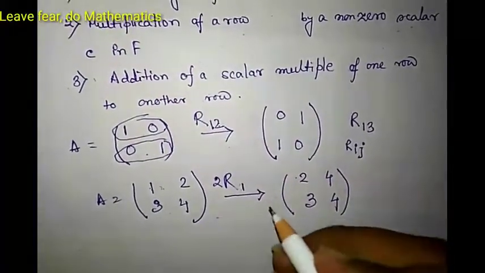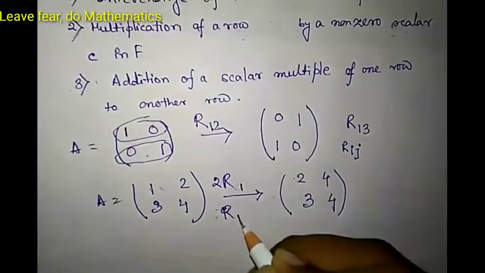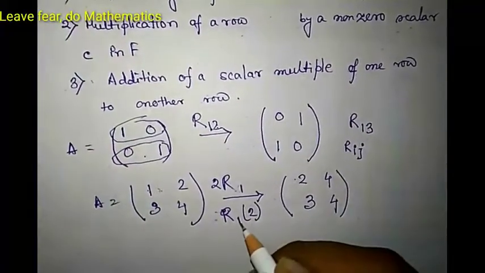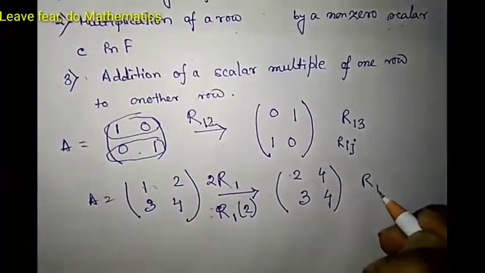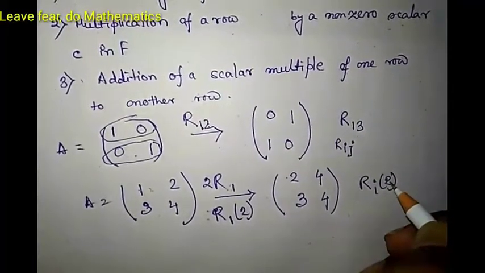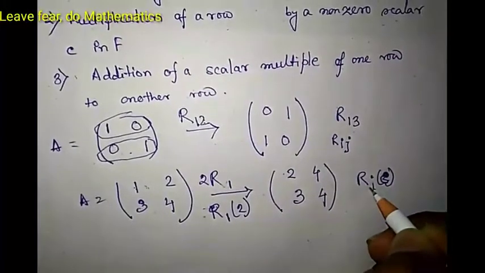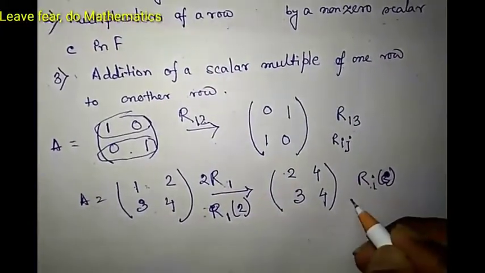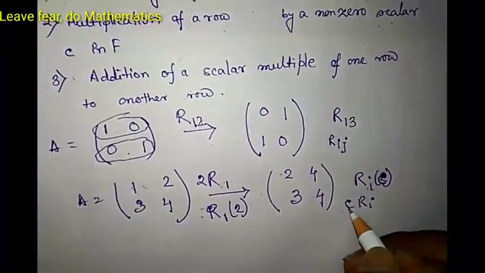Or equivalently we can write this as R1(2). It means that the first row is multiplied with 2. So actually the general notation is Ri(c), that is, the ith row is multiplied by the scalar c, or we can write it as cRi, that is, the ith row is multiplied by the scalar c.